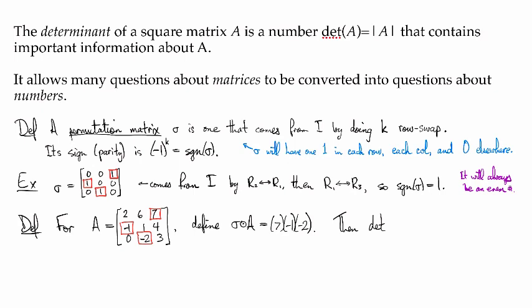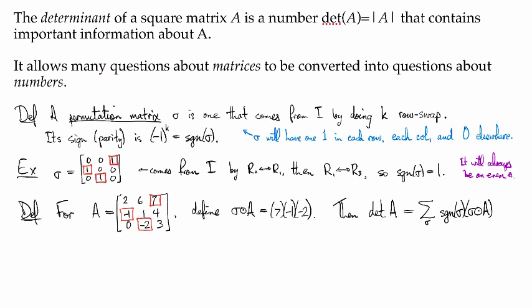Then the determinant of A is defined to be, well, I'm going to pick a permutation matrix and pull out the entries of A according to that permutation matrix. And then I'm going to multiply by the sign of sigma, so it'll get a plus or minus sign accordingly. And then I'm going to add all of those up, where I'm summing over the set of all possible permutation matrices. So that sum is over all possible permutation matrices.